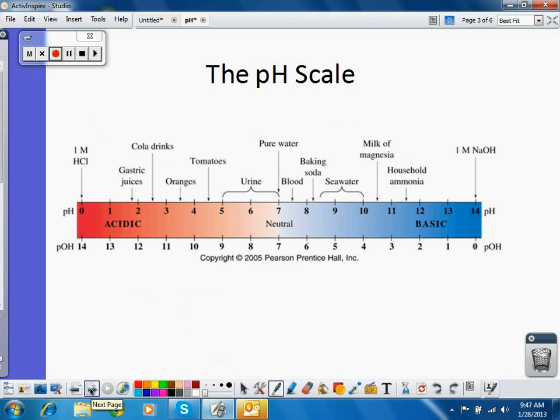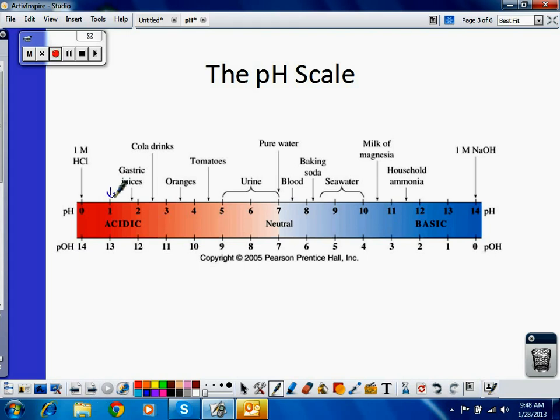Okay, the pH scale itself. The pHs that we deal with, pretty much we think of 1 to 14. But really, you can have 0 pH. 1 molar HCl has a pH of 0. You can have negative pHs. You can have pHs above 14. It just matters what the concentration of hydronium ion is.